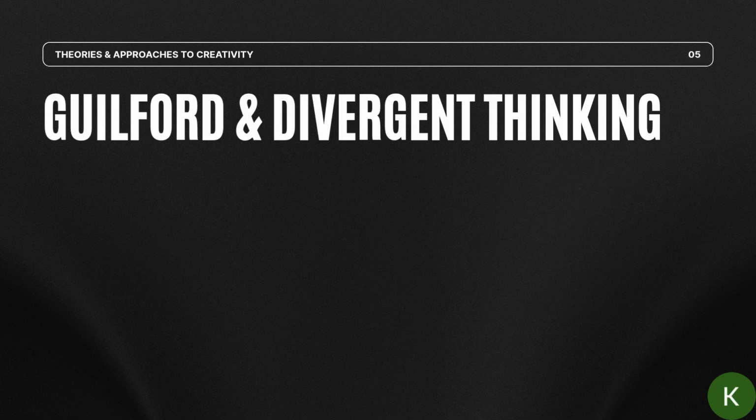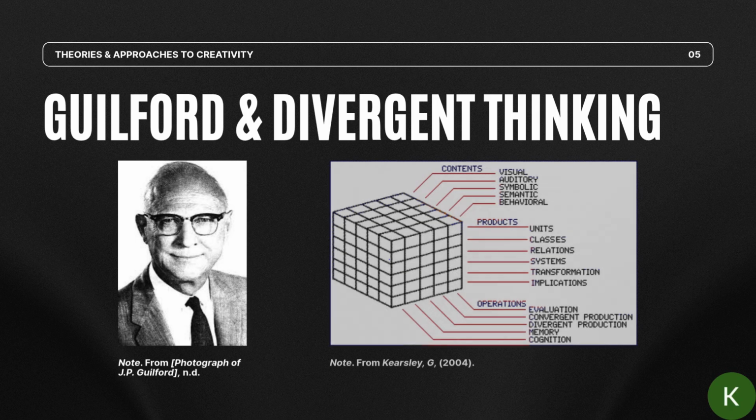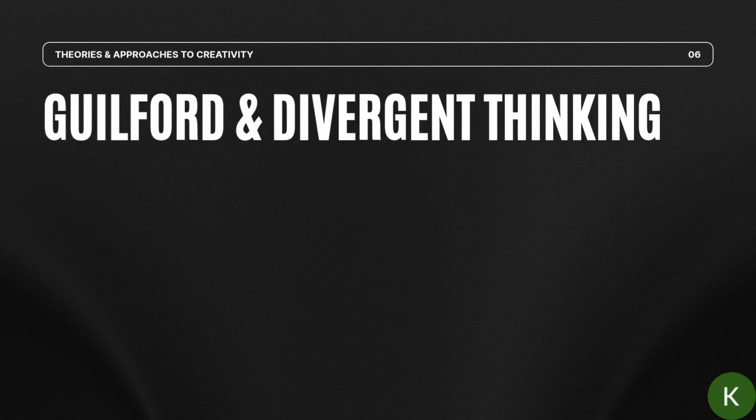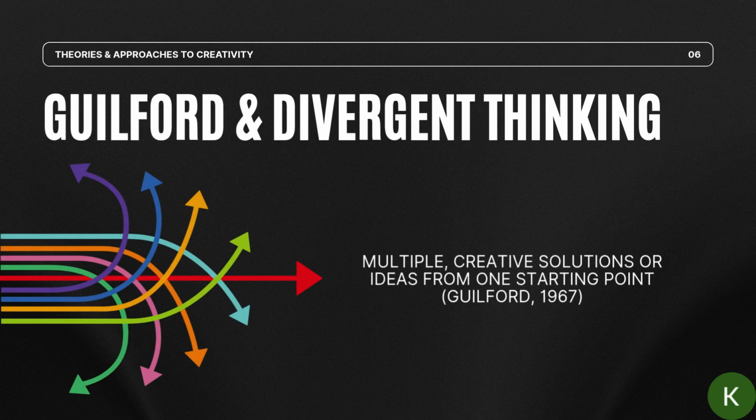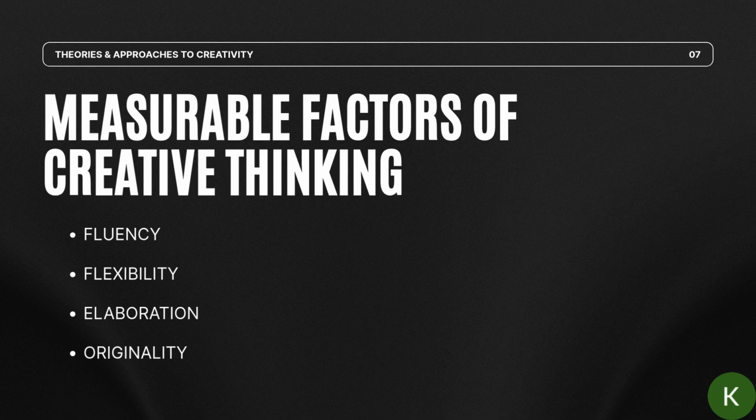The psychometric study of creativity began with J.P. Guilford in 1950. In his Structure of Intellect theory, he identified up to 180 specific abilities of which intelligence can comprise. The process of divergent thinking, which creates multiple creative solutions or ideas from one starting point, is a major operation within this theory. Furthermore, Guilford identified 4 key traits as measurable factors of creative thinking: fluency, flexibility, elaboration, and originality.